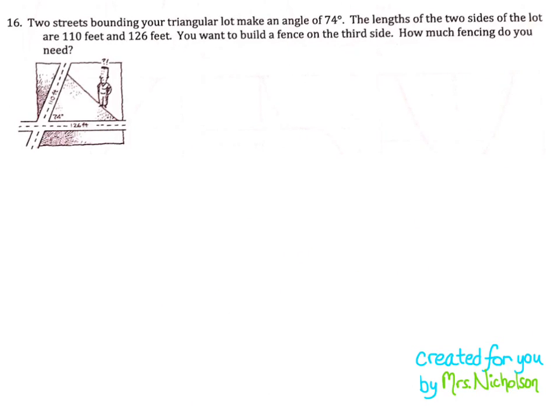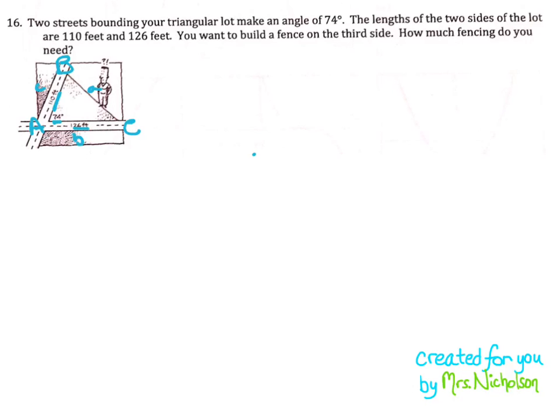We've got two streets bounding a triangular lot. They make an angle of 74 degrees. And the two sides of the lot are 110 feet and 126 feet, and we want to build a fence. So how much fencing will we need? Well, if I label this triangle ABC like this, I'm missing side A, but we know side B and C. And the information that I have given here is a side, an angle, and a side. We have side, angle, side. And so that means that I need to use law of cosines again.